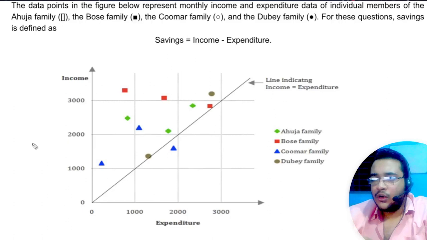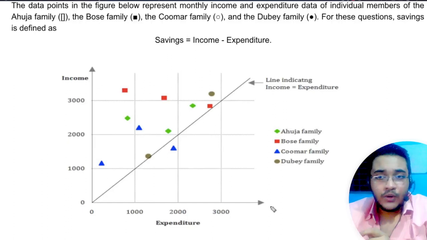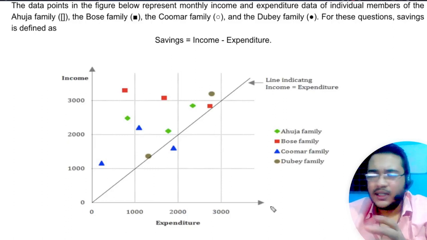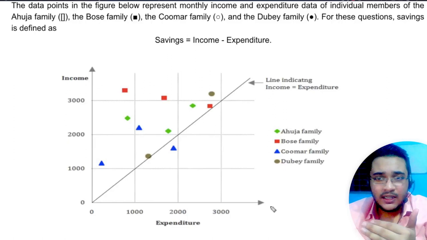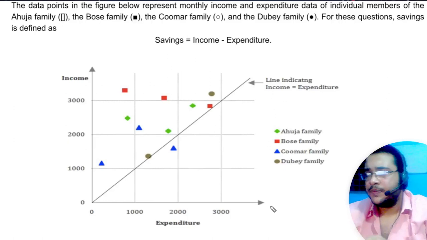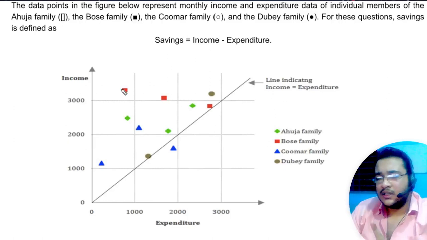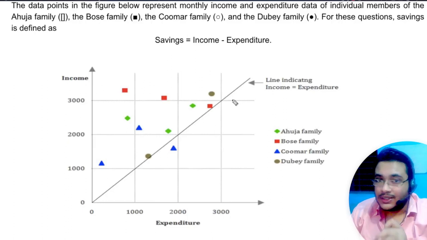Before I go to the questions, I would like to understand the scatter plot in some ways. It is very important that you read the data diagram, the set, and try to interpret certain things. I'll tell you what my interpretations are for this one. I'll start with the red block, which is the Bose family. You would see there are 3 family members. The green one, the Ahuja family, also has 3 members. The Kumar family, the blue triangle, also has 3 family members. Dubey family, I can only see 2 members. Now that is a catch.